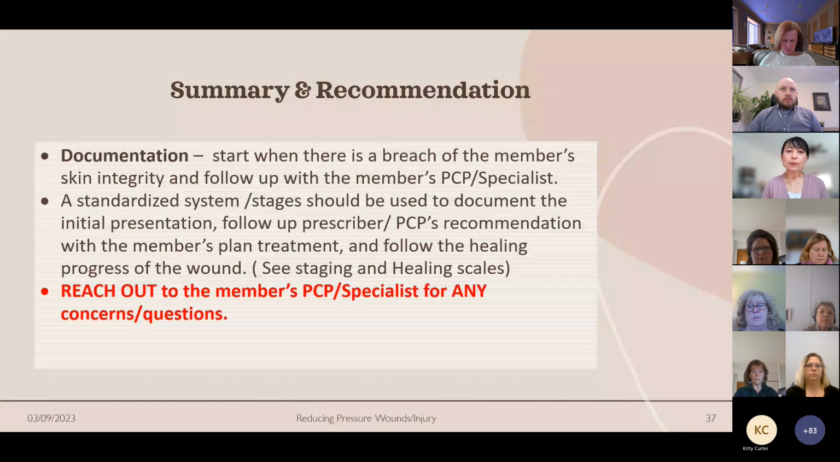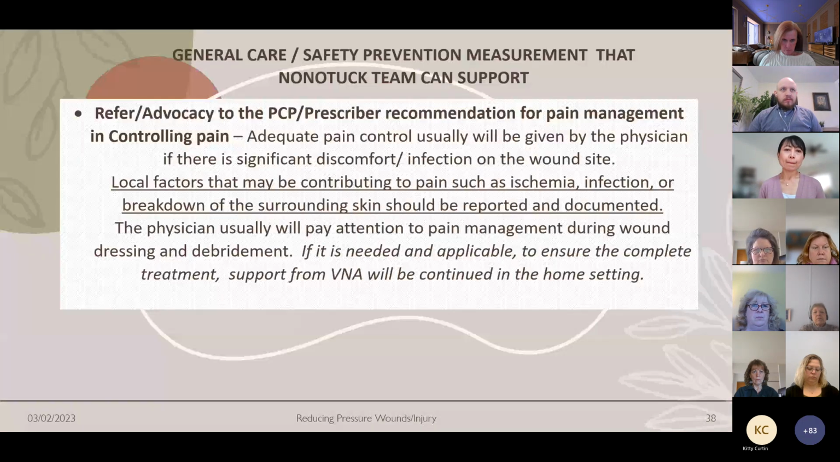So follow up with the prescriber and PCP recommendations, with the member's treatment plan, and follow the healing process of the wound, see the staging and healing scales. I put it in red: reach out to the member's PCP or specialists for any concern or question, of course. Next slide, please.